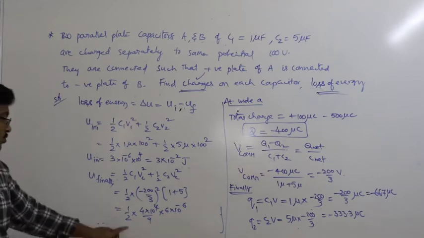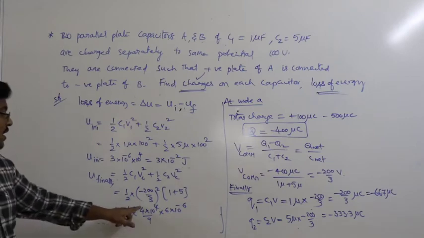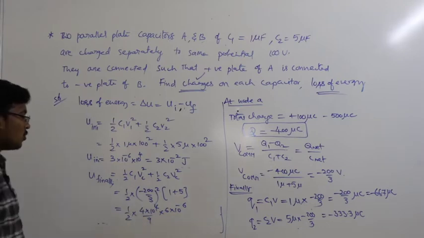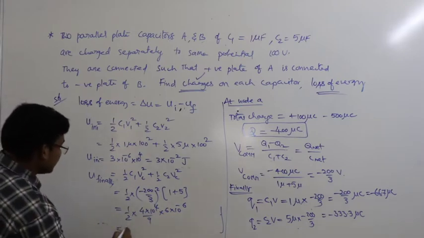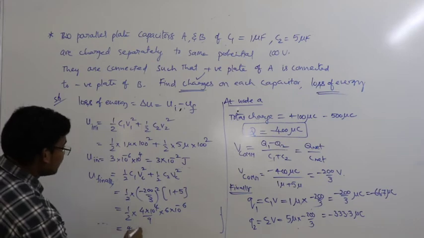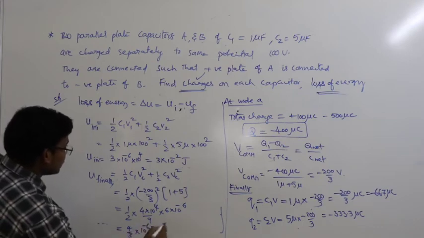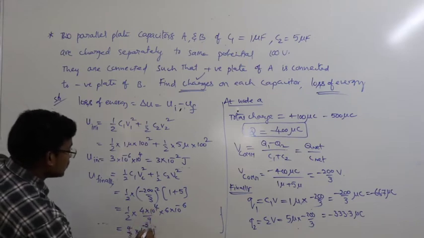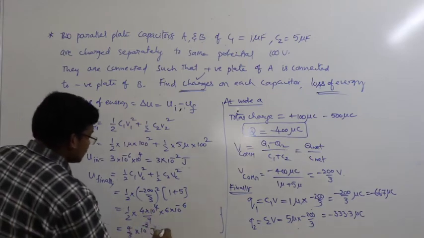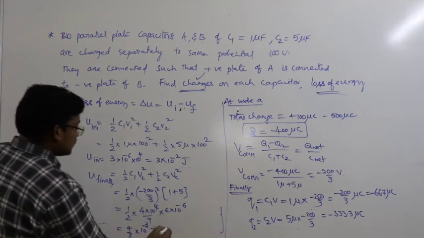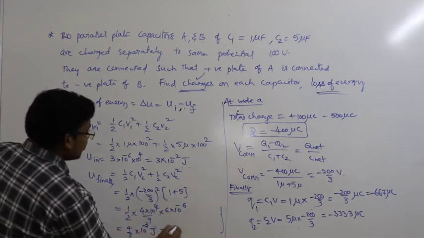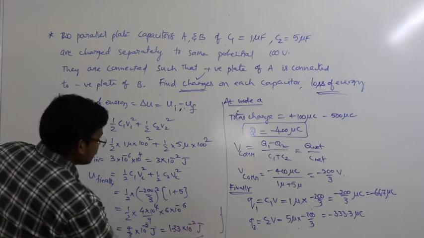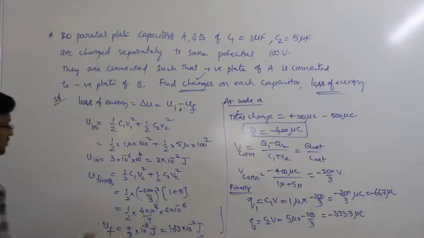Simplifying, you will get 4 by 3 into 10 power minus 6, so minus 6 and 4 becomes minus 2 joules. How much is 4 by 3? It is 1.33 into 10 power minus 2 joules. This is the final energy.